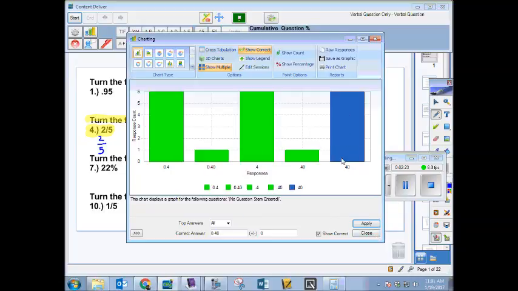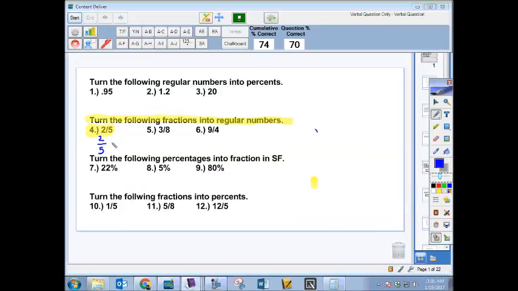So really, we had a bunch of people who put 40. Let's talk about what they did. Now, you guys all know and are very well aware that all fractions are division problems. So you were all able to get 0.4, which was what kind of number? That is a regular number. That's what you do when you divide it. You are figuring out the regular number.